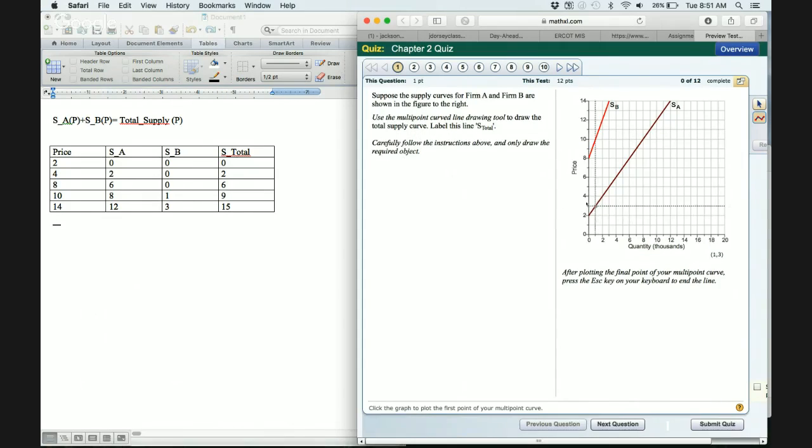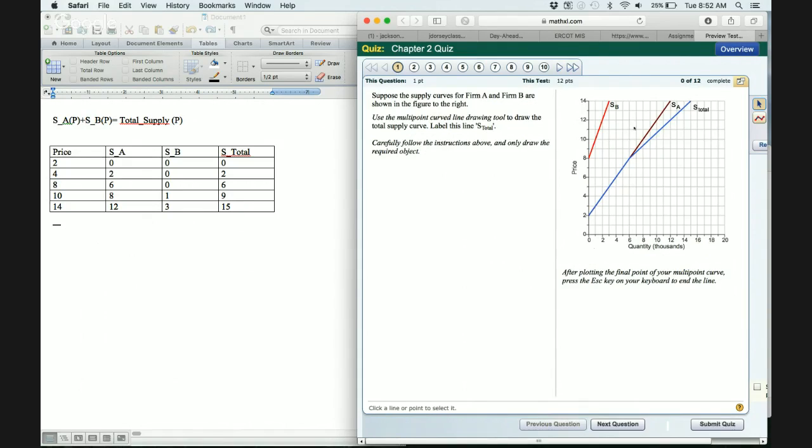We notice that for all of these price levels, 2 through 8, firm B is willing to produce 0. So our supply curve just follows along SA, because that's the only firm willing to produce at those price levels. Starting at price 8, SB is also willing to produce, and we shift the supply curve out to add SB onto what SA is already supplying. Our supply curve is going to look like this. So that's our total supply curve.